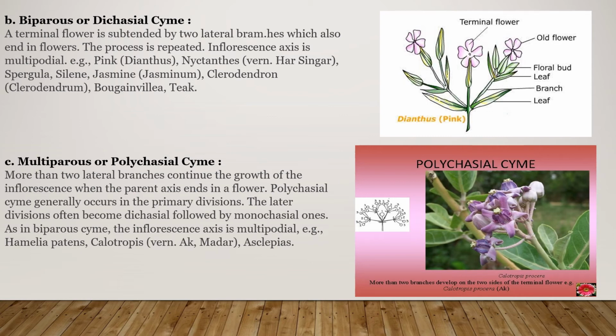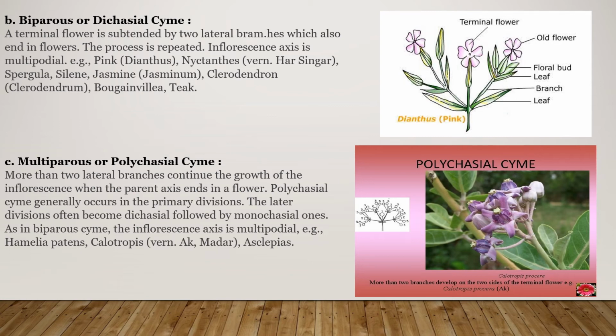More than two lateral branches continue the growth of the inflorescence when the parent axis ends in a flower. So the first parent axis ends with a flower. A polychasial cyme generally occurs in the primary division. The later division often becomes dichasial followed by monochasial ones. As in the case of biparous cyme, the inflorescence axis is multipodial, so we call it a polychasial cyme. Multi means many, poly means many, so multipodial.